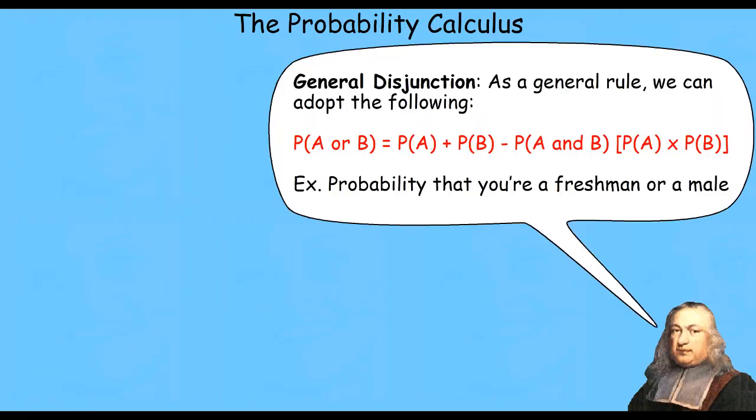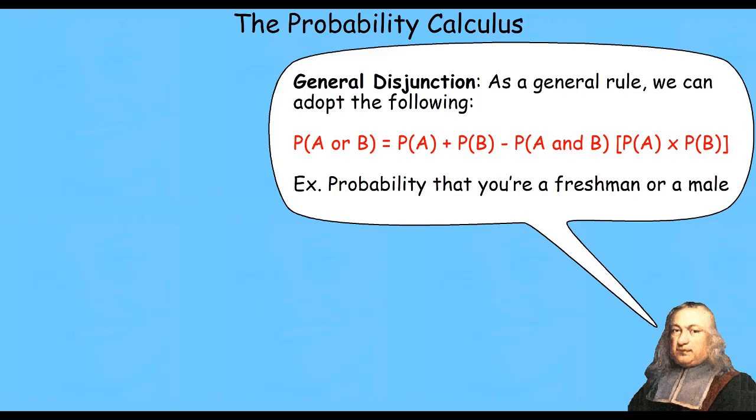What about our general disjunction rule? Well, our general disjunction rule corresponds to the wedge in propositional logic. It is inclusive or. It can be true if one is true, or the other is true, or they're both true. And to calculate the probability of a disjunction when the mutual exclusion restriction doesn't apply, we use the general disjunction rule. The probability of A or B equals the probability of A plus the probability of B minus the probability of A and B. And that would be just the multiplication of the probability of A times the probability of B.